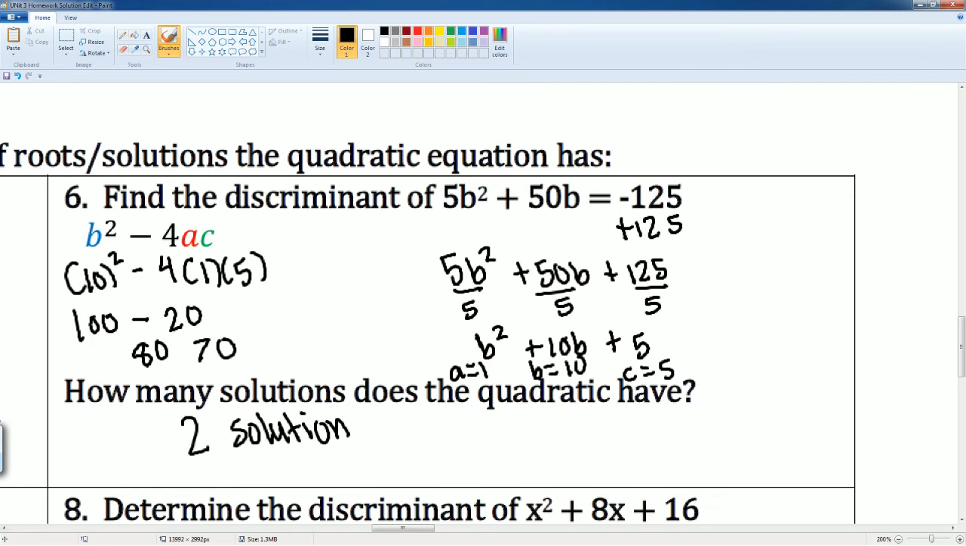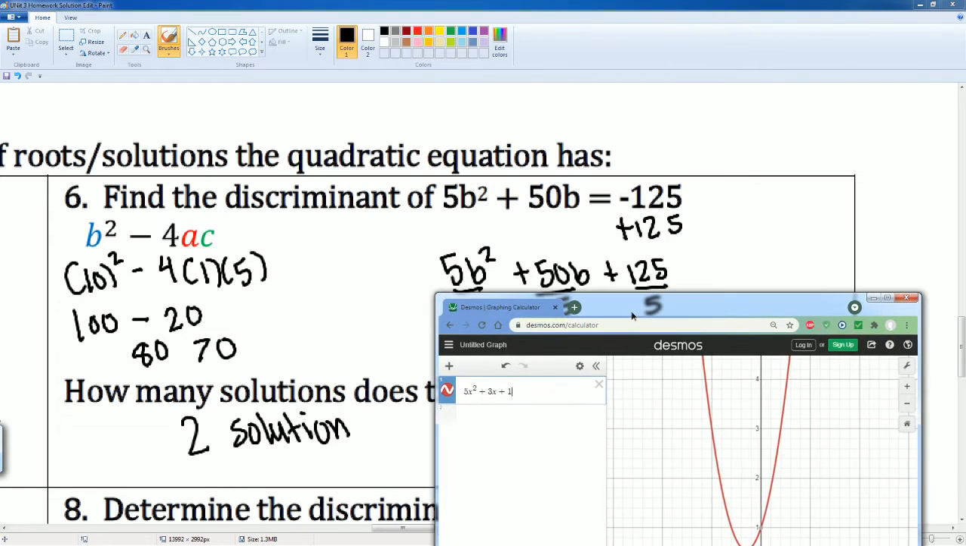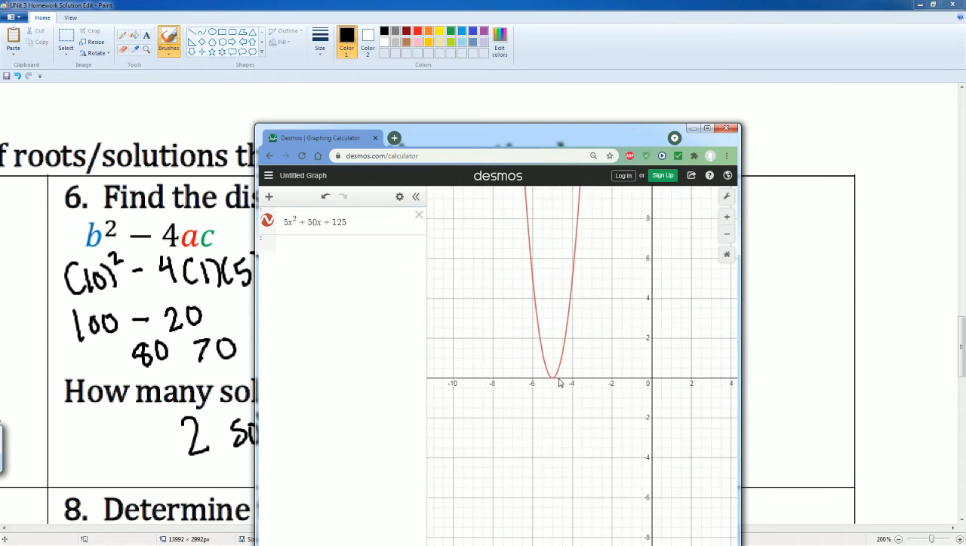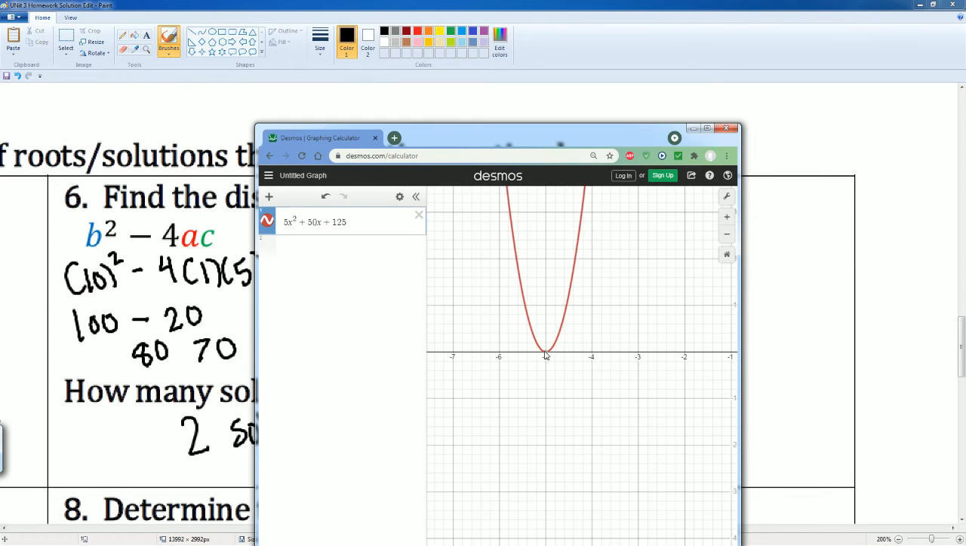It has 2 solutions. Don't believe me? Let's just graph the function. So 5x squared. I just changed the variable b into x, plus 50x plus 125. Okay? It looks big, but wait, hold on, what? Is there only one solution? Really?